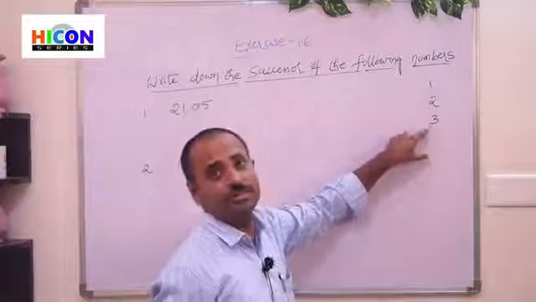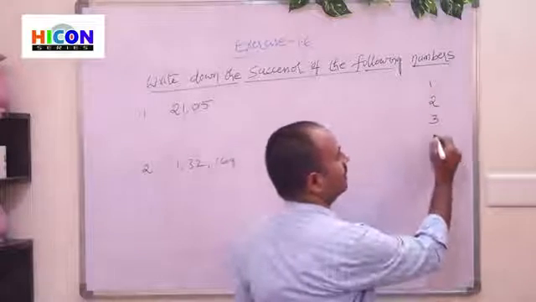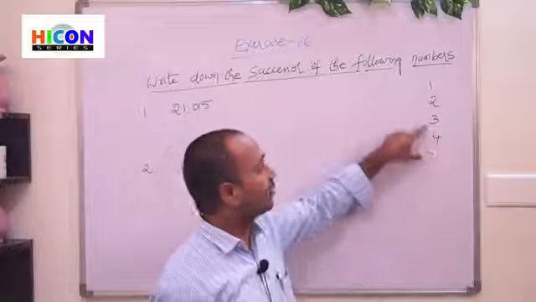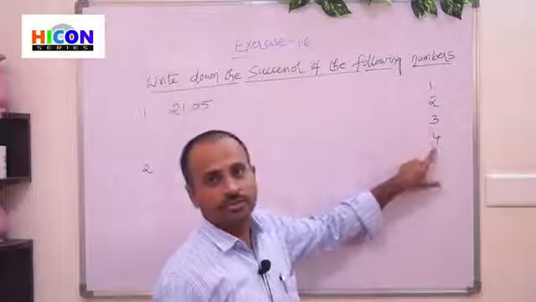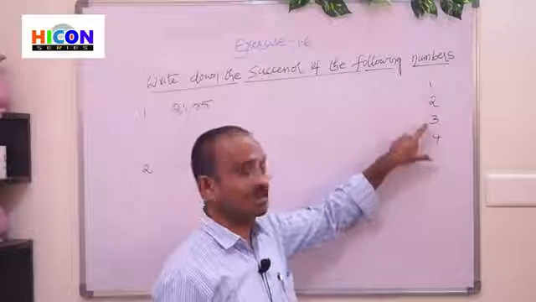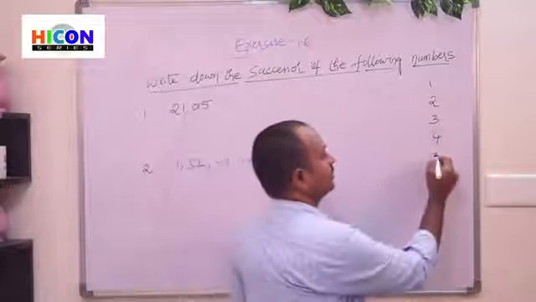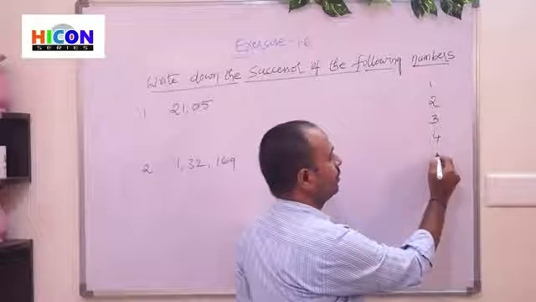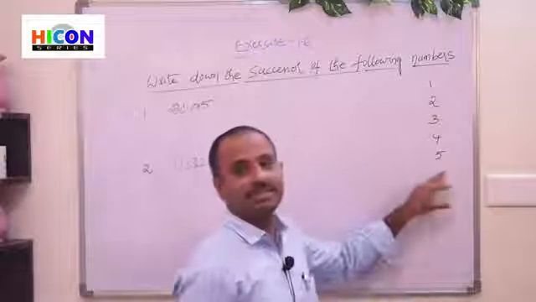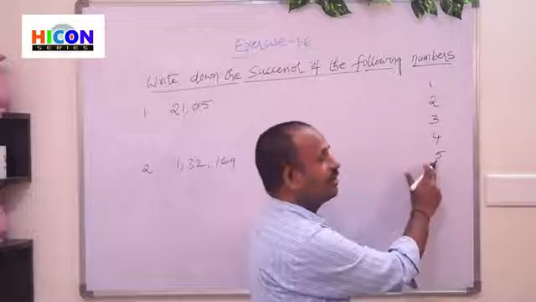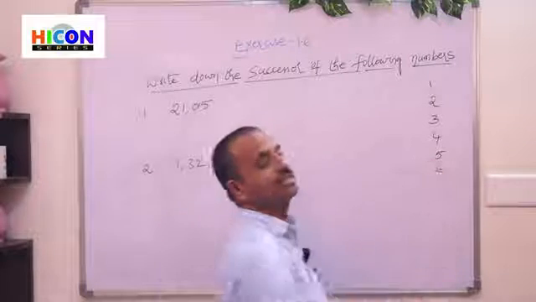What is the successor of 3? The successor of 3 is 4. How can we obtain 4? By adding 1 to 3, we will get 4. So that's why 4 is called the successor of 3. In this way, what is the successor of 4? Add 1 to 4, we will get 5. So 5 is the successor of 4. In the same way, what is the successor of 5? 6 is called the successor of 5.